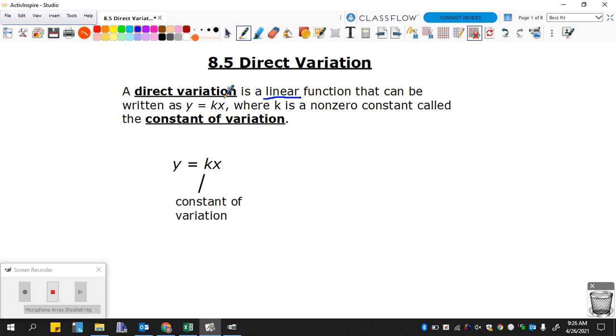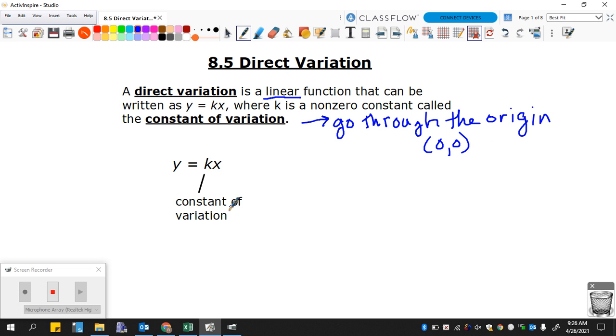And this straight line always goes through the origin. If we're talking about a graph, it's going to go through the origin of the graph. If you remember, the origin of a graph is where the two axes cross. That's the point (0, 0).